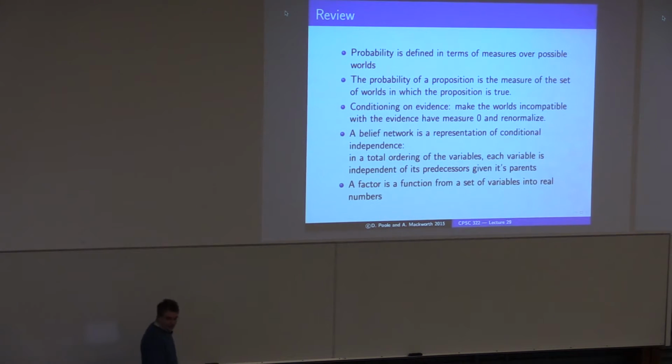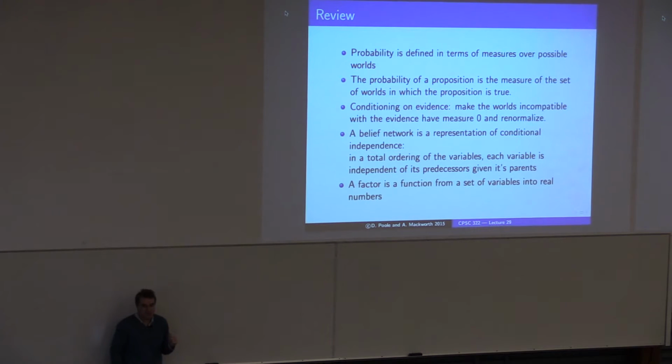So what we've done so far is we've talked about probability defined in terms of measures over possible worlds. The probability of a proposition is the measure of the set of worlds in which the proposition is true. We condition on evidence: you make the worlds incompatible with the evidence have measure 0 and renormalize. This told us how to do variable elimination. We just ruled out those values in the tables that were incompatible with our evidence.